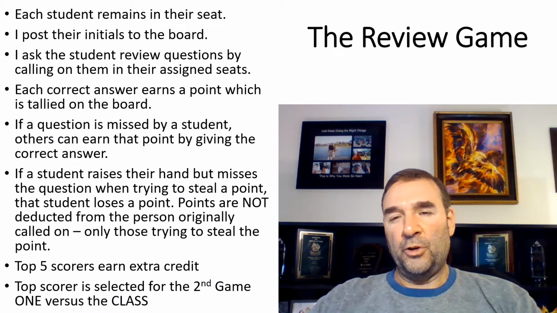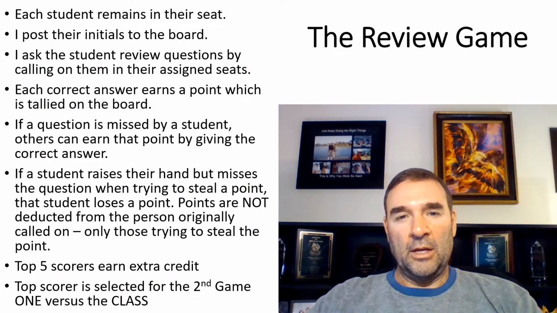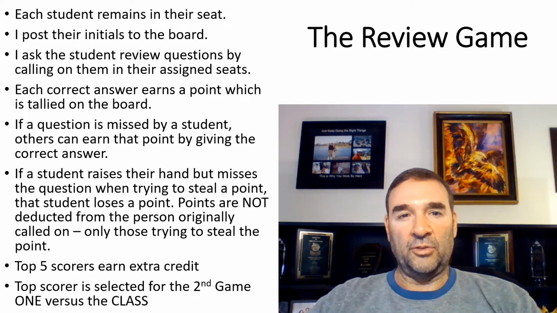We're going to call the first game the review game. When the students walk into the classroom, they're going to see their initials on the board. You're going to put every student's initials on the board basically in the same order as their assigned seats. That way, when you're calling a student, you can put the tally marks right next to their name very efficiently. So each student goes to their seat, remains in their seat, and you'll call on the students one by one.